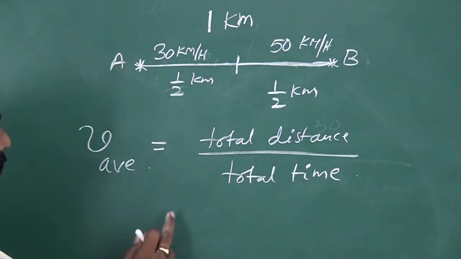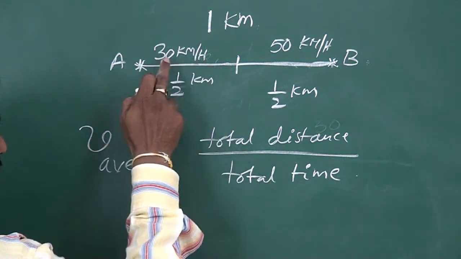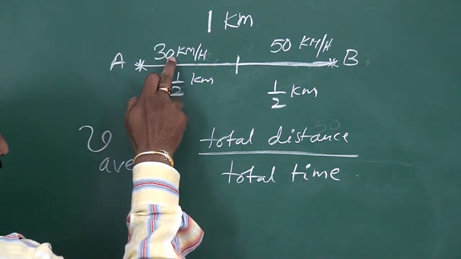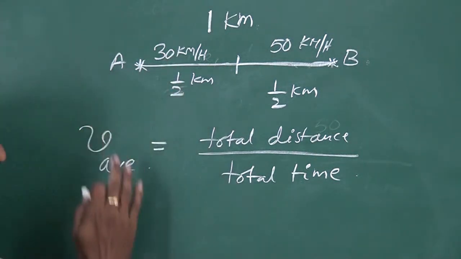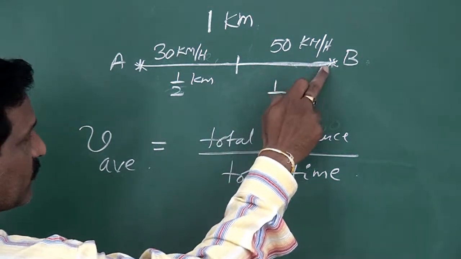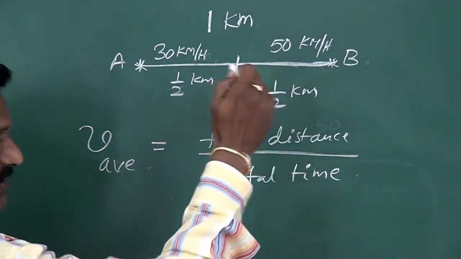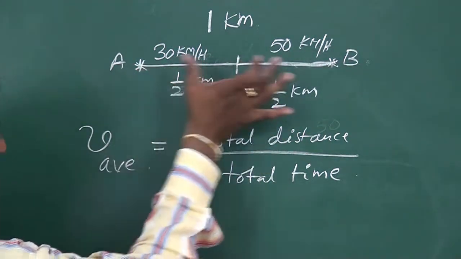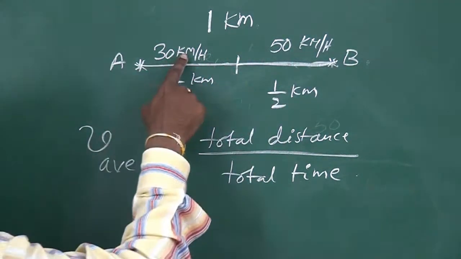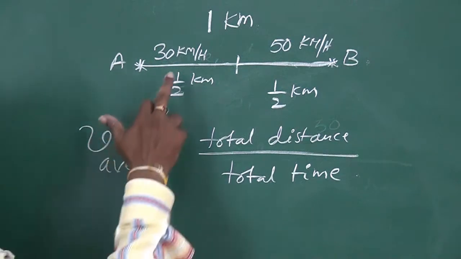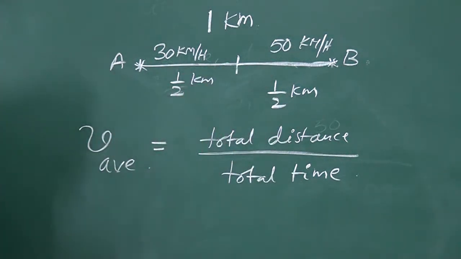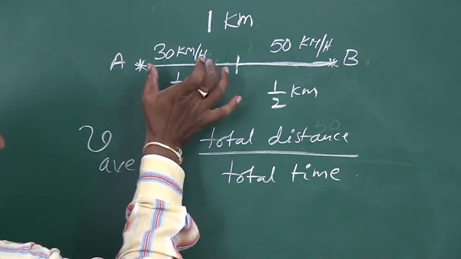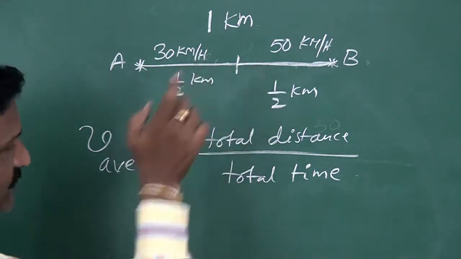Total time: here the first half is covered with one speed, hence the time taken is a certain value. Second half with another speed. Hence, here the time varies, though the distances are equal, half kilometer, but speeds are different. Hence, times taken are different. So we have to find the times taken in both the cases.